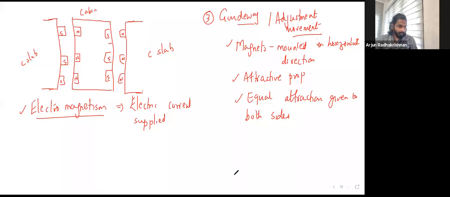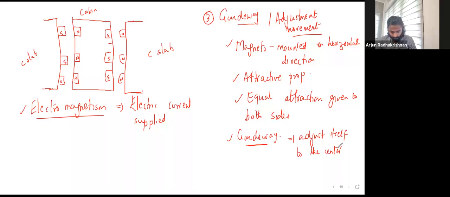By using guideway, the train will adjust itself to the center. So it is just like propulsion, but here we give equal attraction on both sides. We apply force equally on both sides so that the train adjusts itself to the center. If you pull it more to one side, the train will tumble to that side. So we apply force equally to both sides so that the train balances to the center. This is called guideway or adjustment movement.